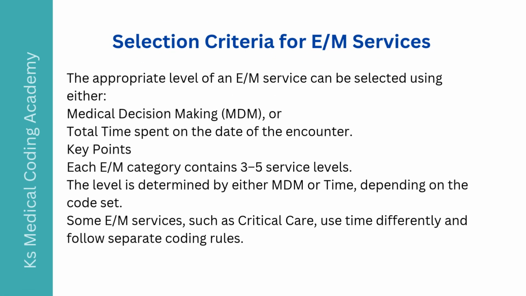Selecting the correct E/M service level is based on one of two methods: medical decision-making, or MDM, and total time. For most office and outpatient E/M services, the provider may choose the level based on either MDM or the total physician or qualified healthcare professional time spent on the date of the encounter. Most E/M categories have 3 to 5 service levels, ranging from straightforward to high complexity. However, not every E/M category follows the same rules. Certain services, such as critical care, use time-based reporting differently and have their own coding guidelines. Understanding when to use MDM and when to use time is the foundation of accurate E/M coding.